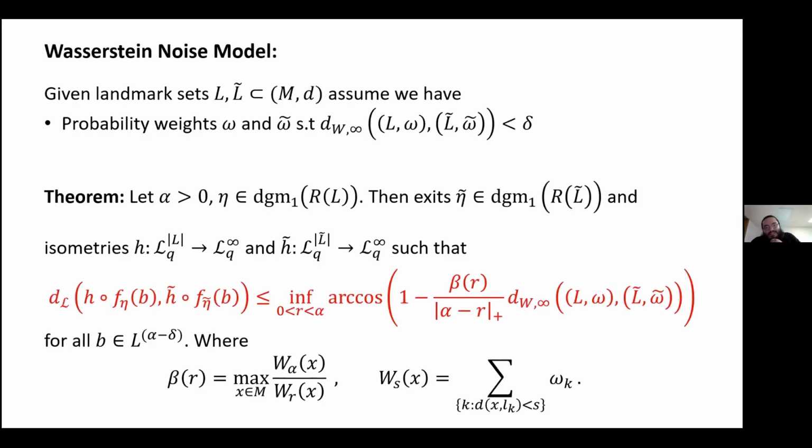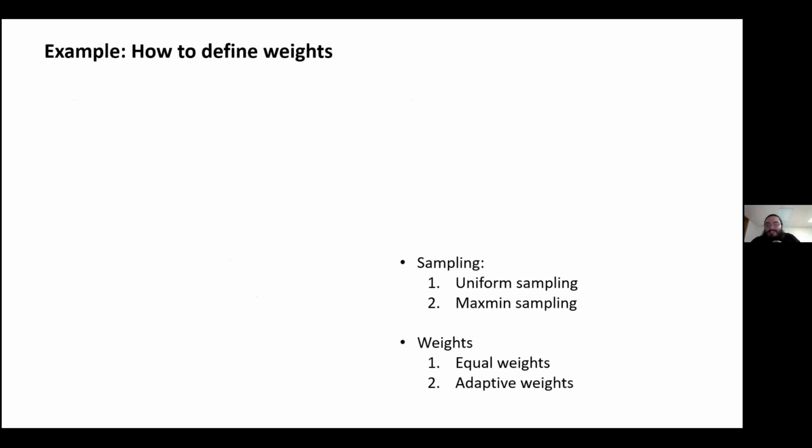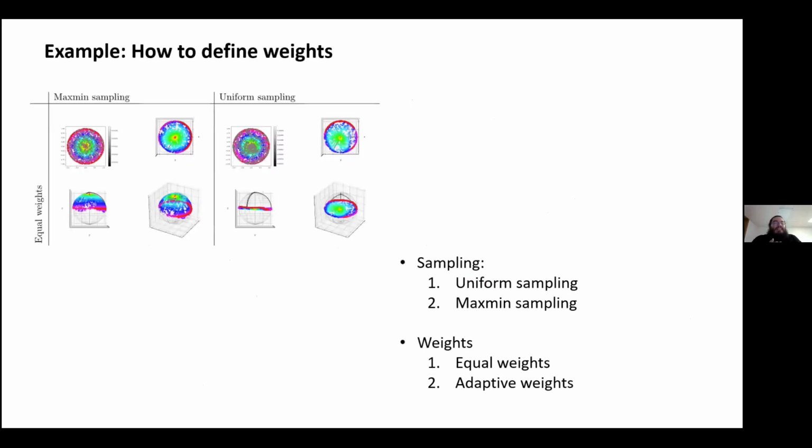Before that, if you look at this, I said we should define some weights on the landmark sets. I didn't say how, and it is kind of open. So let's see the effect that could have on our coordinates. What I'm doing here is taking two different sampling strategies, maximum sampling and uniform sampling. By uniform, I just mean using the distribution of the data set. I sample the landmarks using the same distribution, and I define the weights.